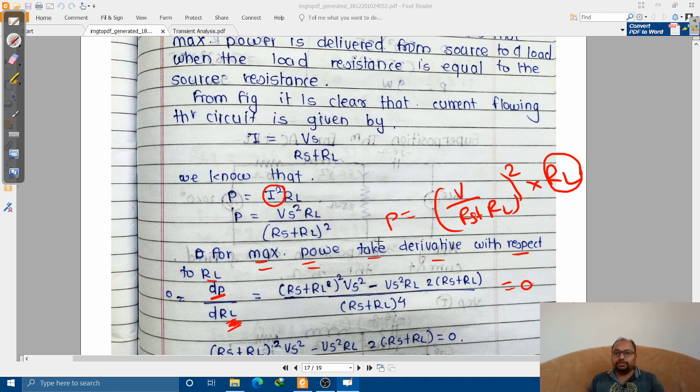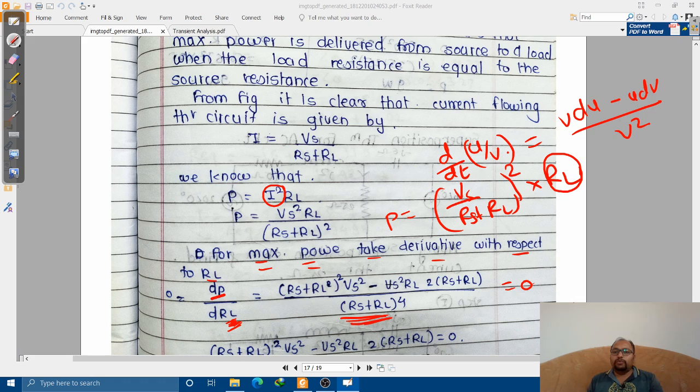Again you are going to use the U by V rule over here. The derivative of U by V is equal to V into the derivative of U minus U into the derivative of V, divided by V square. So the derivative of RL with respect to RL is going to become 1. So Vs square divided by (Rs plus RL) whole square will be as it is, and the derivative of RL is 1, minus, now let us take the derivative of this term.